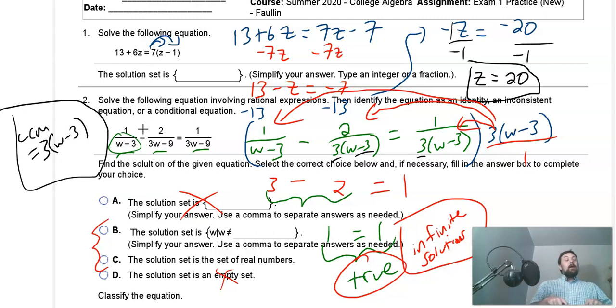So if you get an answer that would make your original equation have a 0 in the denominator, it is not an acceptable answer. You have to throw it out. You have to eliminate it. You have to omit it, right?